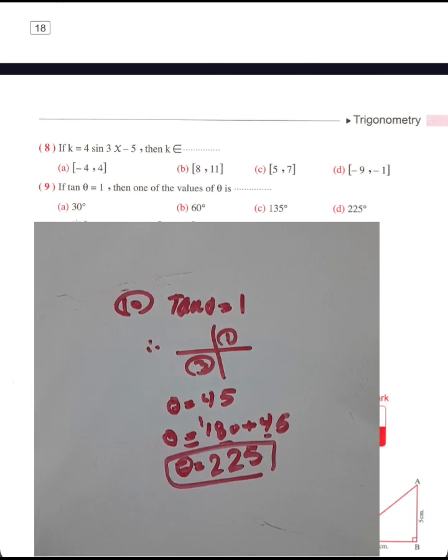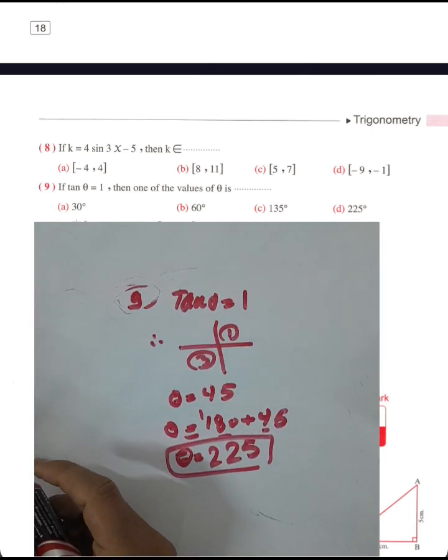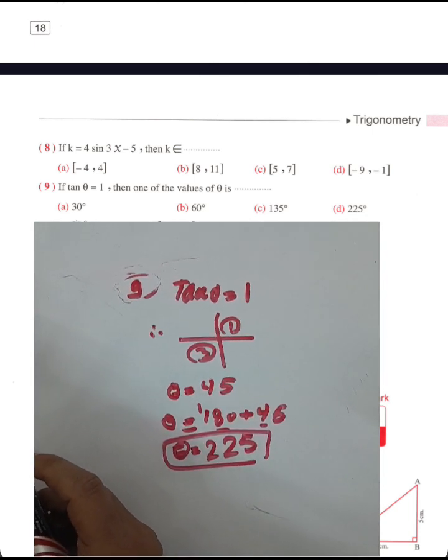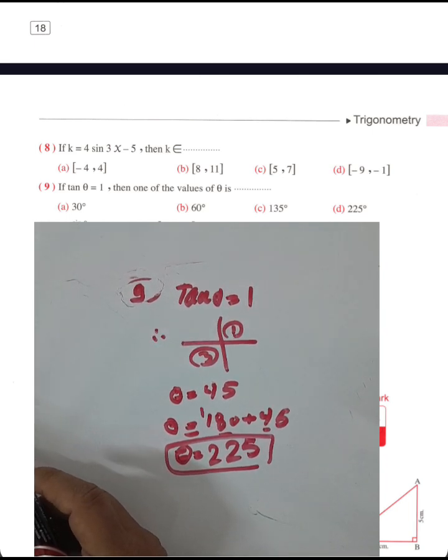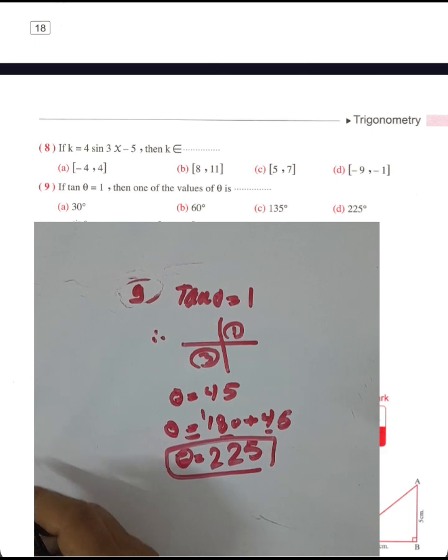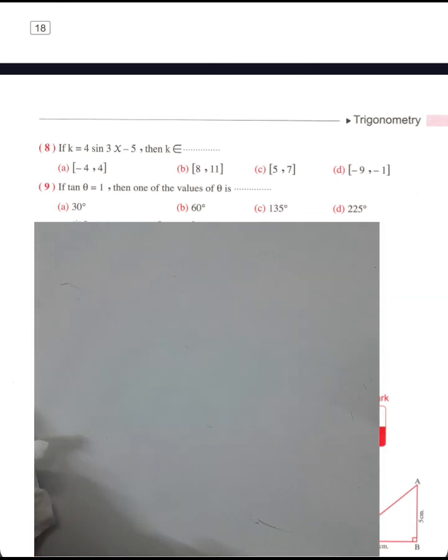It was question number what? Number 9. I solved 8, which was D, and question number 9 is letter D. Okay, it was letter D, understood? Next question.